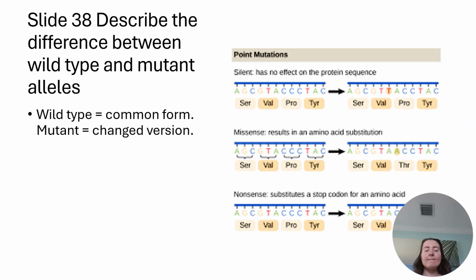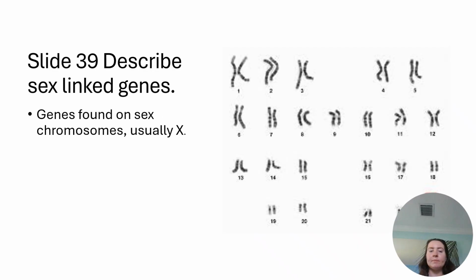38. Describe the difference between wild type and mutant alleles. Wild type equals common form, mutant equals changed version, and you can see all the versions here of what can happen. 39. Describe sex-linked genes. Genes found on sex chromosomes, usually X. And there's all the pictures of chromosomes.